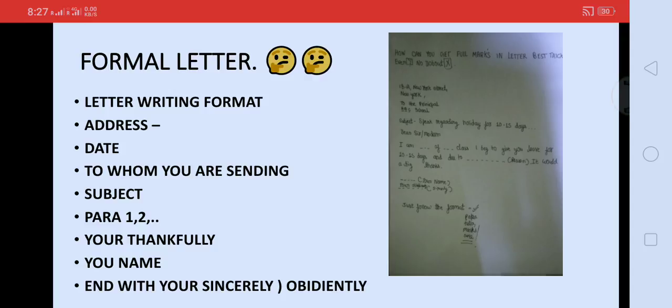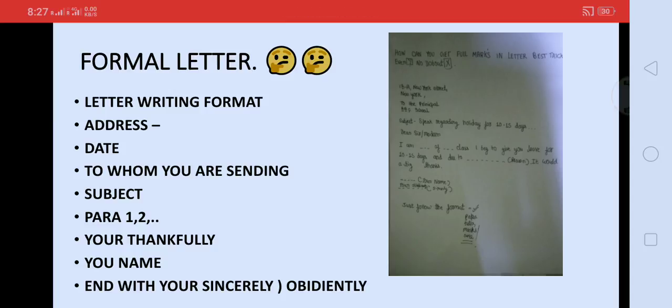You have to write my dear friend, my dear father, my loving father. You can write anything over here, my loving mother, whoever you are writing to. So this is an example for you. You can take a screenshot of this, or else I will also share this file with you all. And I hope now you all have understood how you have to write.